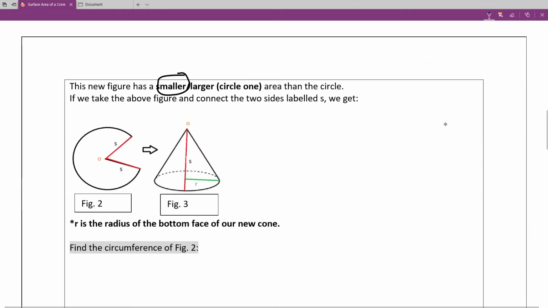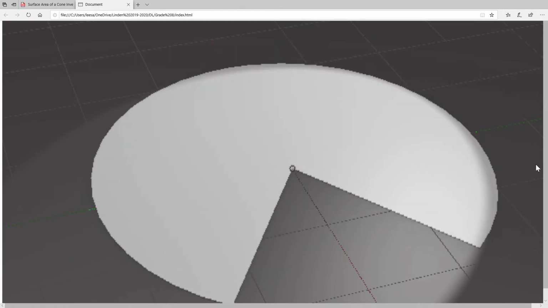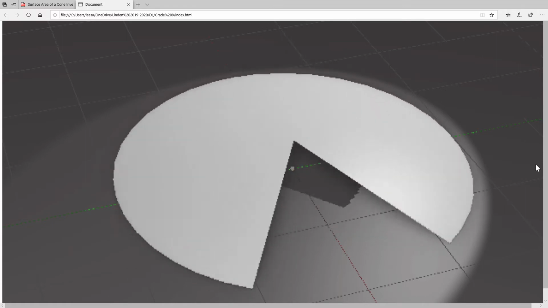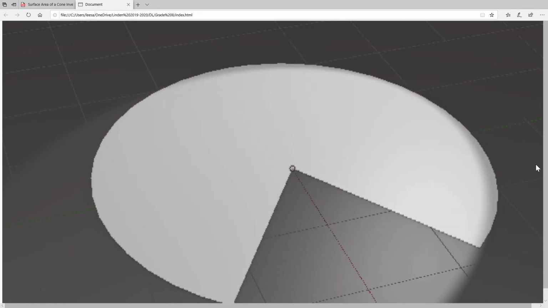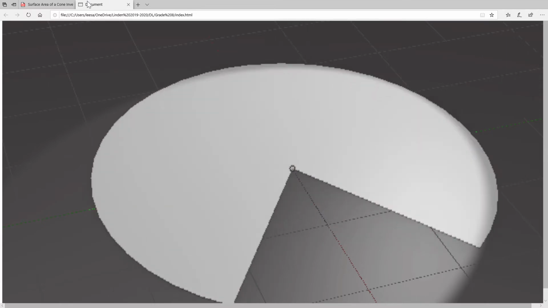Now this is the most important part. If we take figure 2, the Pac-Man figure, and we connect the two sides labeled s, so here's s and here's the other s, and we join these two sides together, we get a cone. Here is a small video that shows that. Here is a Pac-Man-like figure, and when you connect the two edges, it turns into a cone.